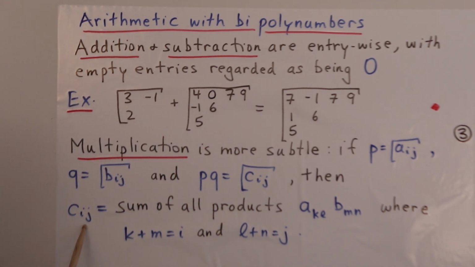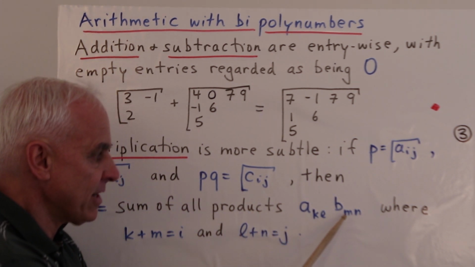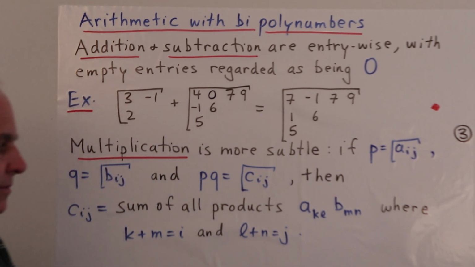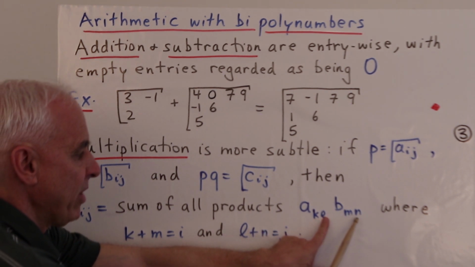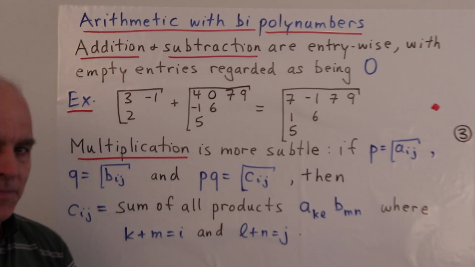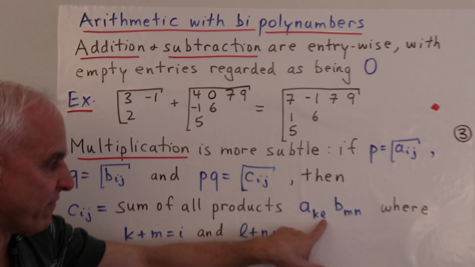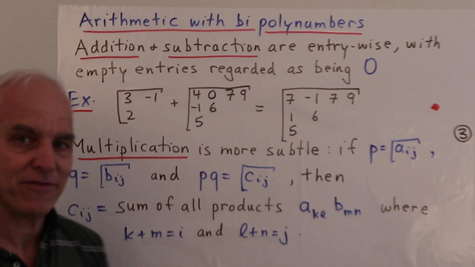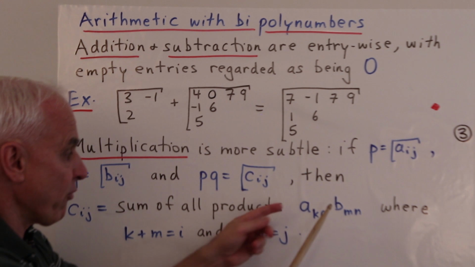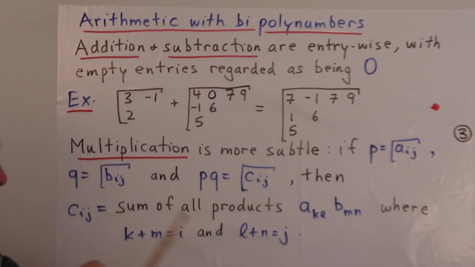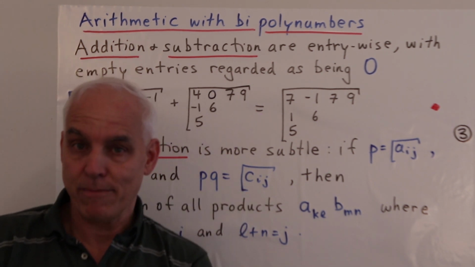So Cij is going to be the sum of all products AKL times BMN, where K plus M equals I and L plus N equals J. So we look for all possible combinations of the indices, so basically that this vector plus this vector equals that vector, if you like to use vector language to think about it, that's perhaps useful. And then we take the corresponding products of the entries of these, take the sum of all those products to get the corresponding entry of the product bipolynumber.